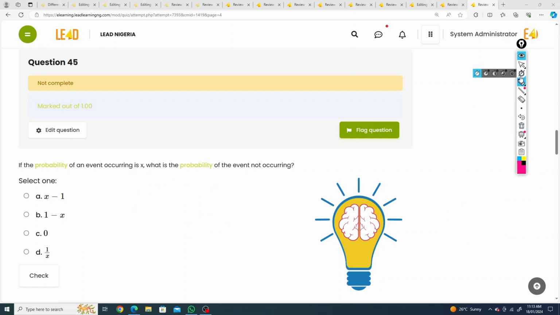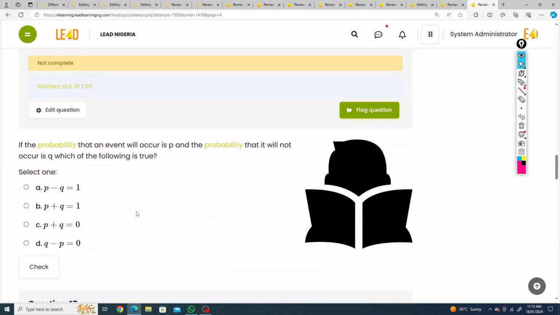Okay, so the answer is 1 minus x. That's option B. 46 says, if the probability that an event will occur is P and the probability that it will not occur is Q, which of the following is true? All right, which of the following is true?